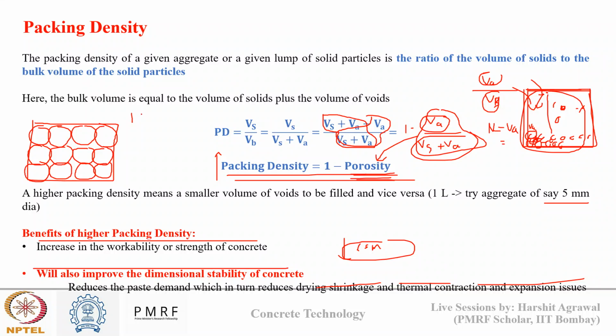So total bucket volume was 1 liter. I have filled 12 aggregates. Suppose each aggregate had a volume of say VA. So total volume of aggregate inside the bucket is 12 times VA. Now I can't fill aggregate further, because I have only single sized aggregate in the system. So what is the volume of pores inside this bucket? How many air voids are there inside the bucket? The volume will be nothing but 1 liter minus 12 times VA. And this is my porosity.